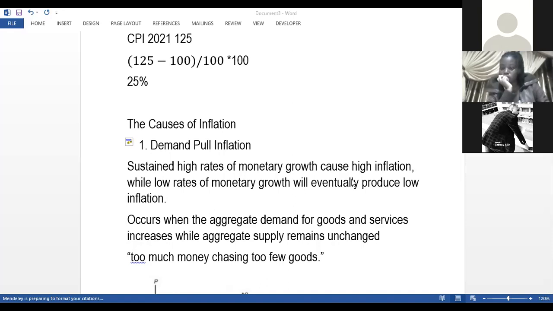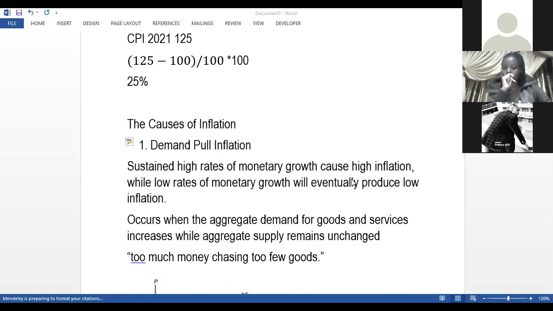All right, so when we have sustained high rates of monetary growth, this leads to high inflation, because if you have a lot of money supply within the economy, it means that that money supply is going to crowd out the few available goods and services, because the demand for goods and services would be much greater in relation to the available goods and services within that economy. And whenever we have low monetary growth within the economy, it means that we're going to be having a low inflation rate, or rather, we're not going to be experiencing demand pull inflation.